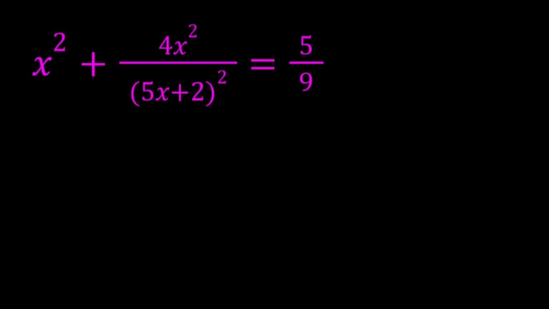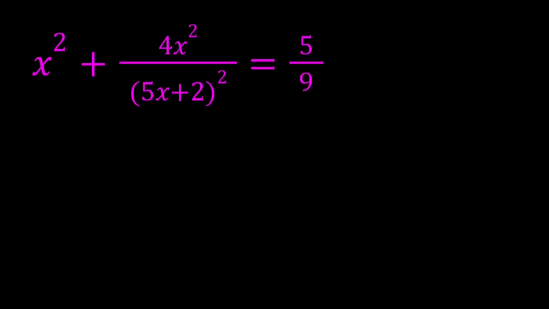Hello everyone. In this video we're going to be solving an interesting rational equation. We have x squared plus 4x squared divided by (5x plus 2) quantity squared equals 5/9, and we're going to be finding the x values. This problem is similar to a problem we have done on September 13th. I'll try to share the link down below.